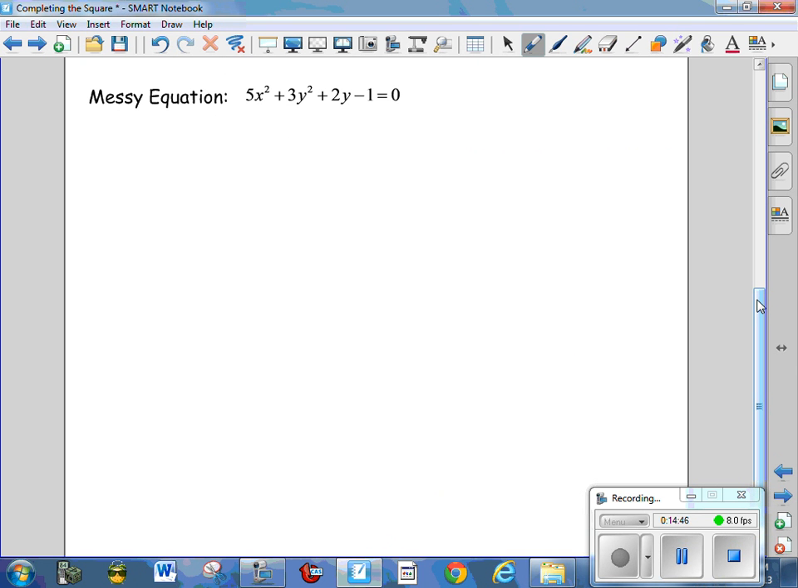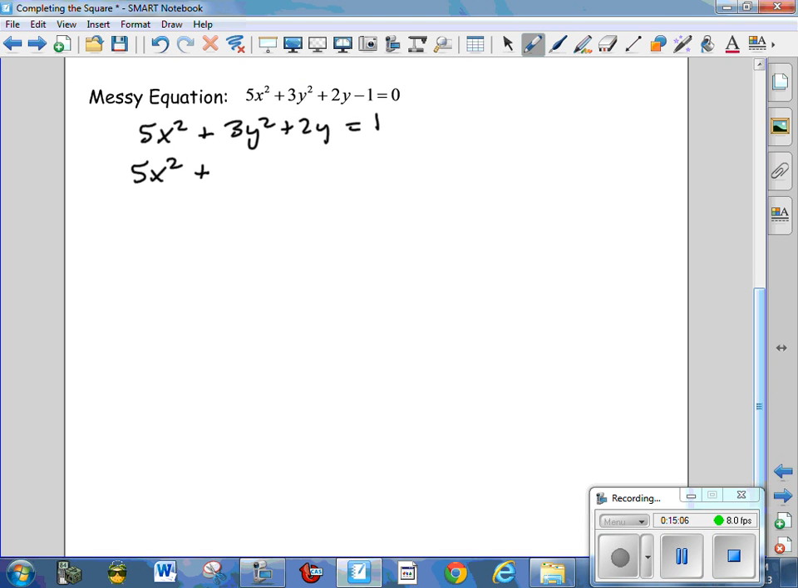Notice first of all there is no x term. That's fine. I just have a 5x squared. Secondly, the 3y squared plus 2y, those are already grouped nicely for me, and I'm just going to add 1 to the other side. Now I could think of the 5x squared, well, I'll skip that for a second, just leave it alone because there's really nothing to factor out there.